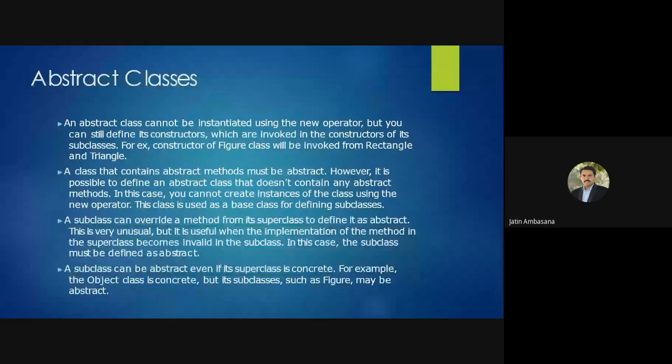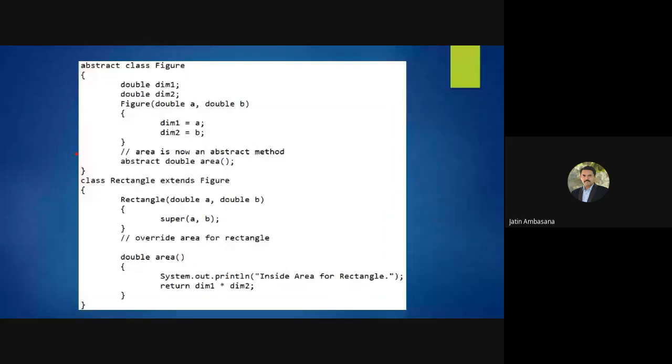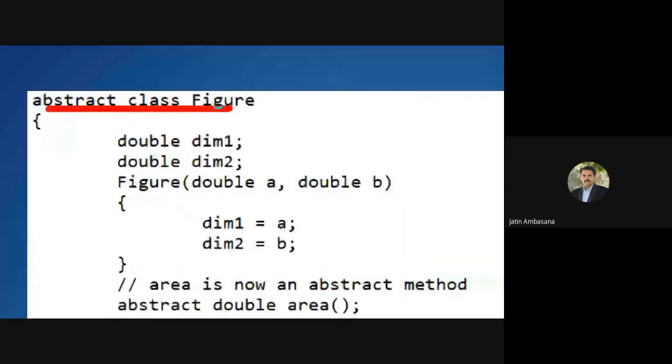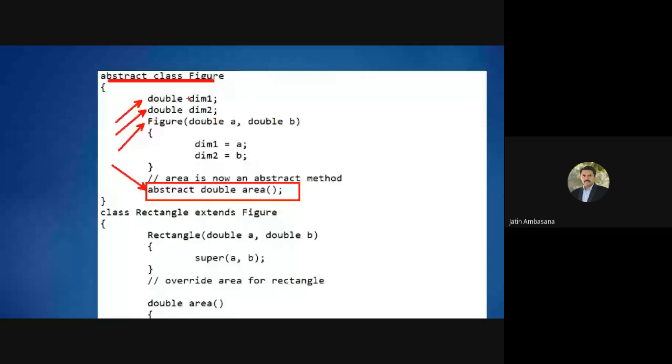So check this out. Here we are defining an abstract class Figure. It has got two properties, a constructor and an abstract method. So only due to this abstract method we can say that this class has to behave as an abstract class. It means you cannot say something like this.